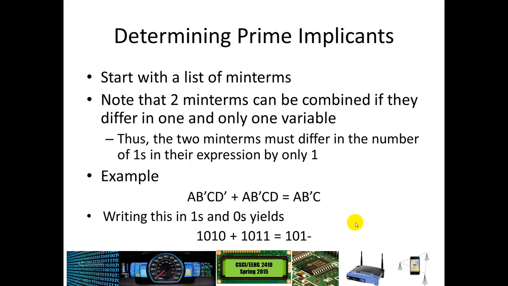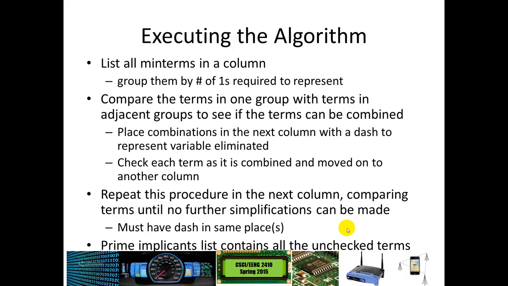What we're going to do when we start out is list all the min terms in a column, but we're not going to list them in numerical order. We're going to list them based on how many ones they have. So using this particular algorithm, you'll only be able to combine min terms together if they have a difference of exactly one one. So you might have min terms that have zero ones and combine them with min terms that have one one, but you could not have something that had zero ones and combine it with something with three ones, because by definition, it would have to be differing by more than one bit in that case.